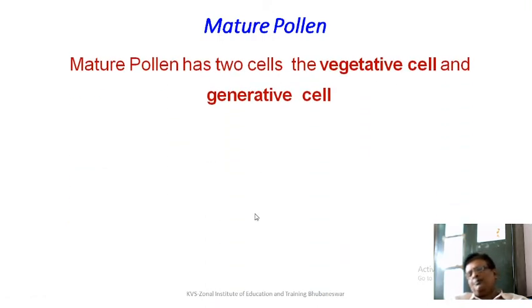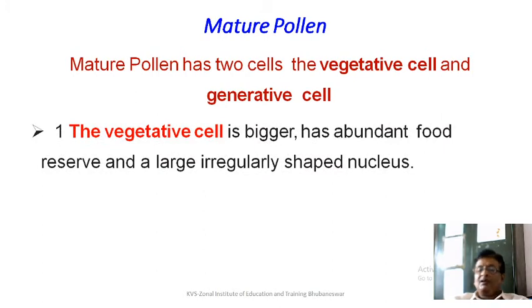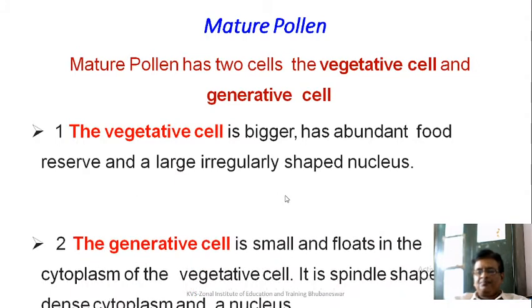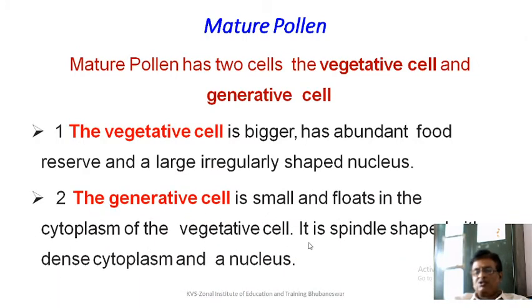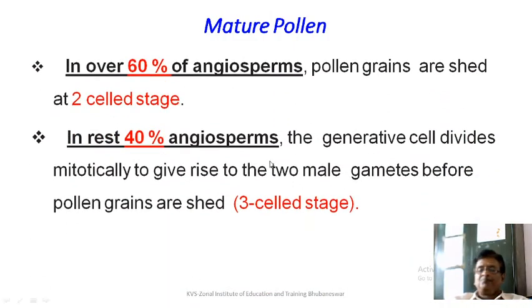Now, when the pollen are formed, they are at one cell stage, one nucleated stage. But during the process of maturation, the cell divides into two, and it has two cells, the vegetative and the generative. The vegetative cell is bigger, has a lot of food reserve and a large irregularly shaped nucleus. The generative cell is small and floats in the cytoplasm of the vegetative cell. The nucleus is spindle shaped with dense cytoplasm, and when dehiscence takes place, in about 60% of the angiosperms, they are dehisced at this stage.